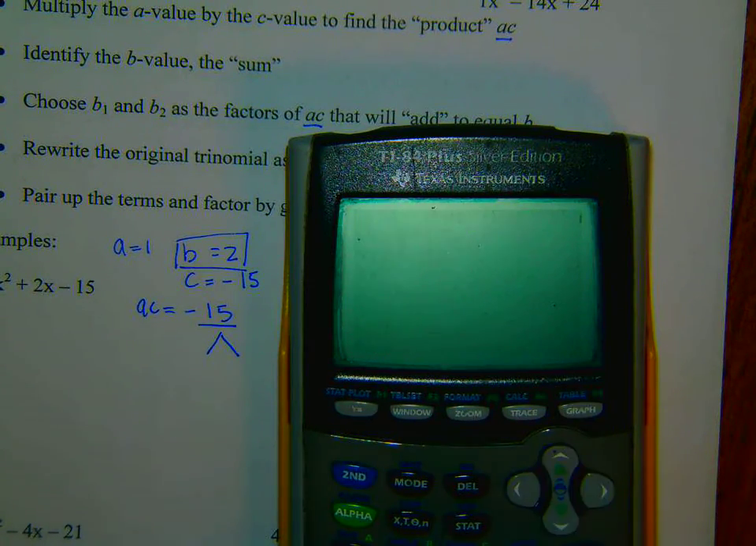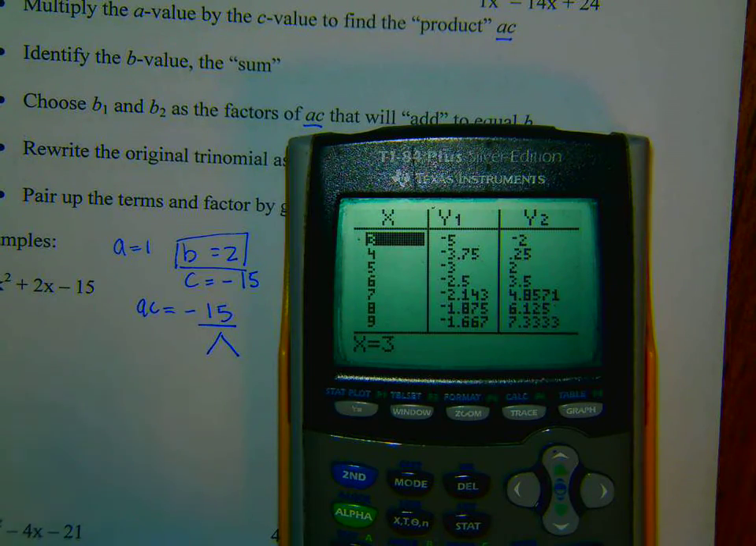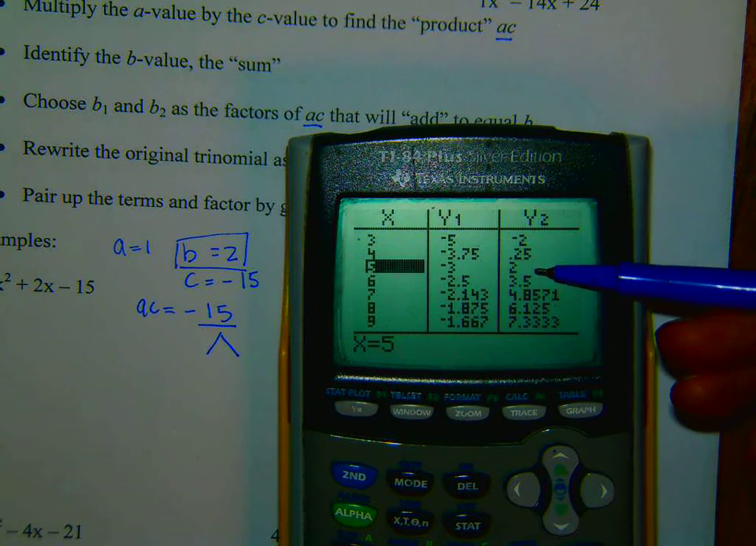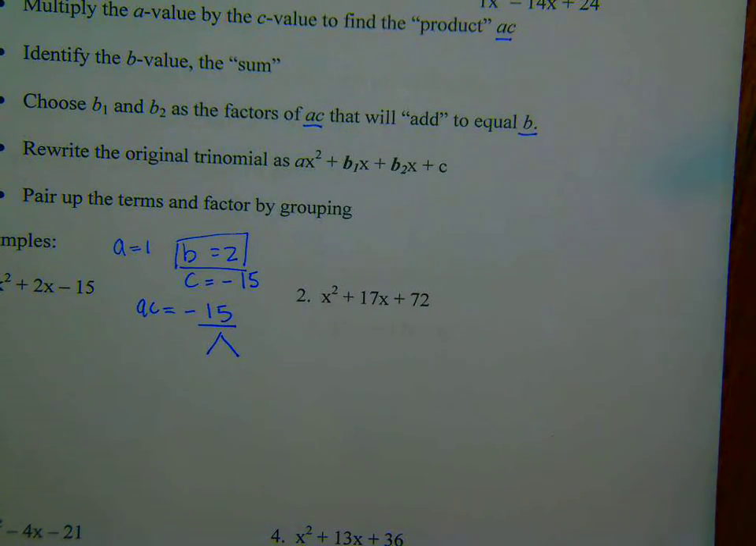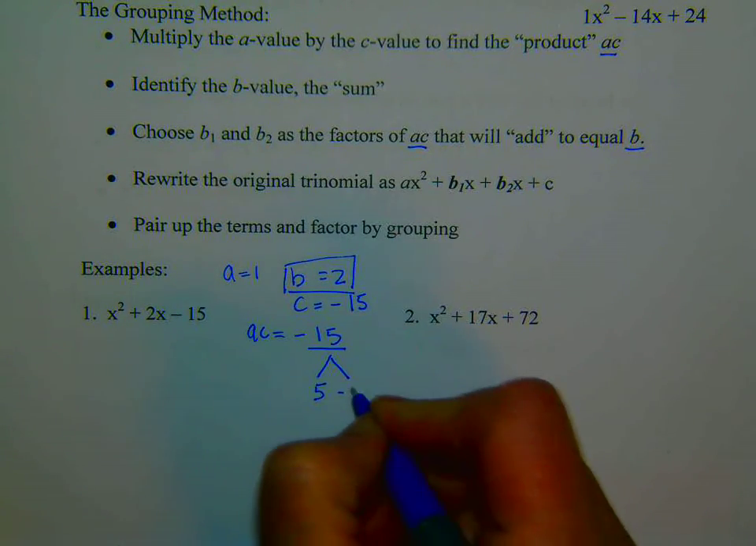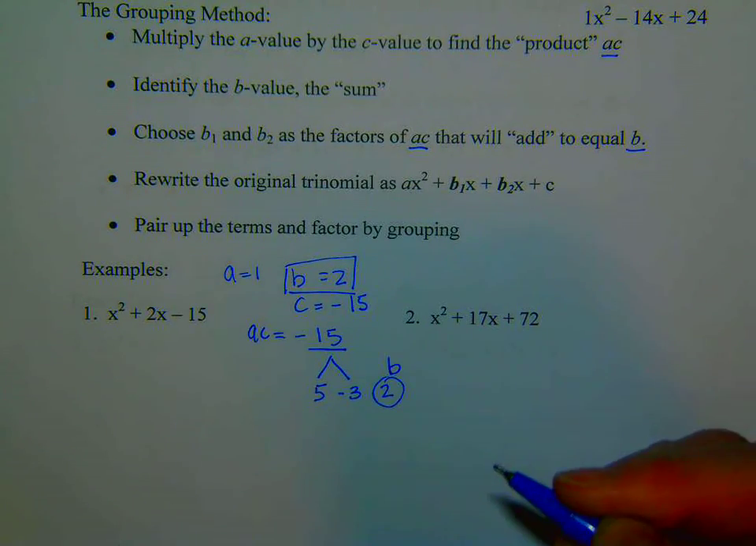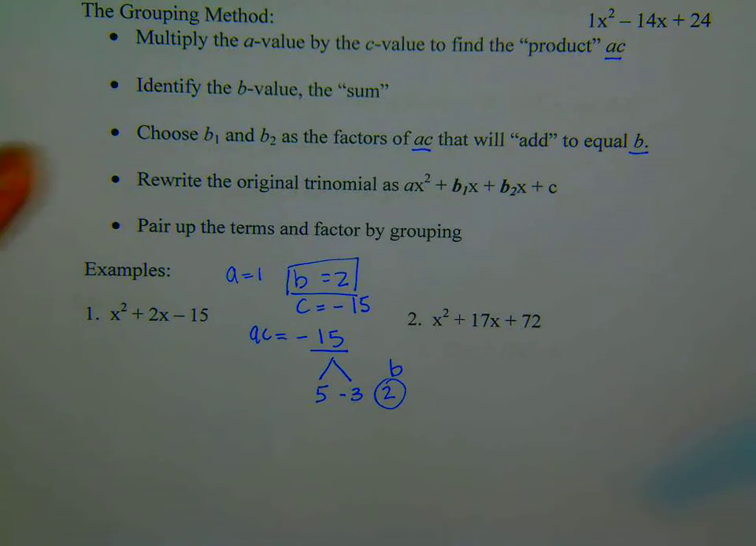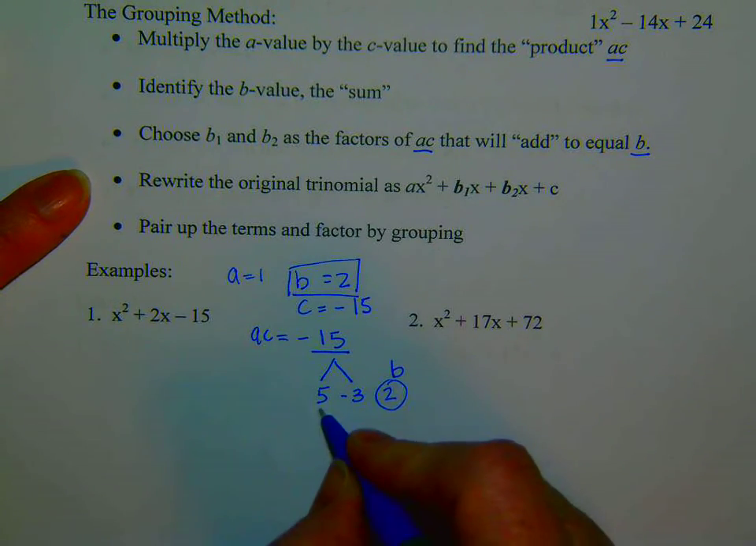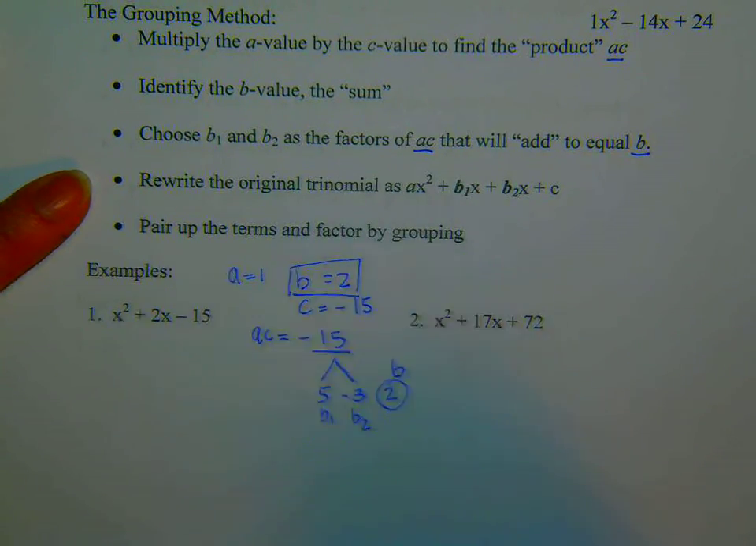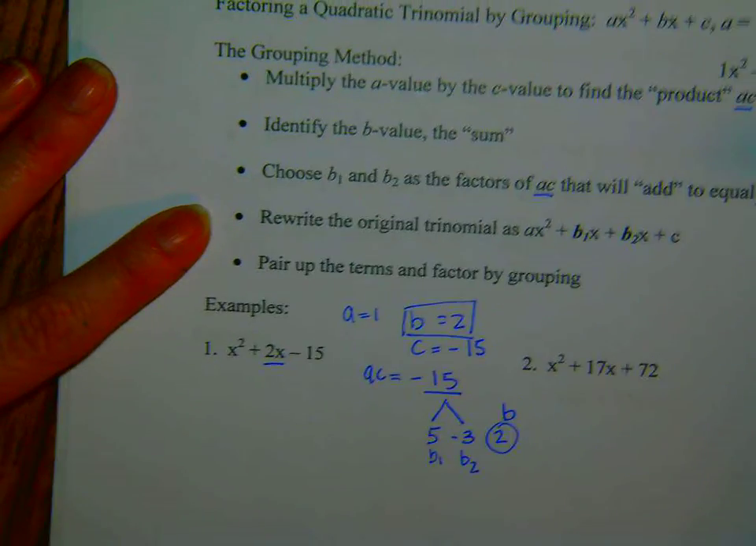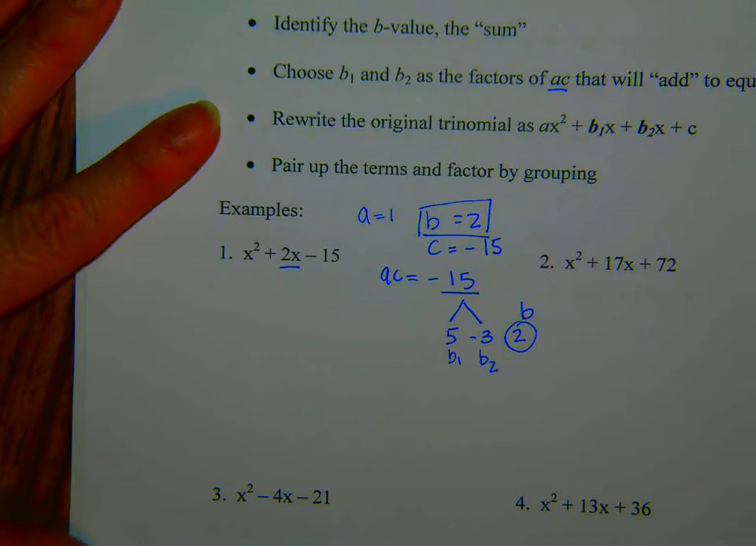Go to the table. Look for b. In our case, b is 2, so we go down and find 2. This is 2 in the y2 column. And we have the factors then are positive 5 and negative 3. So, positive 5 and negative 3 multiply to negative 15, but add to b. So, having found b1 and b2, looking at our directions, we substitute them for the original b.